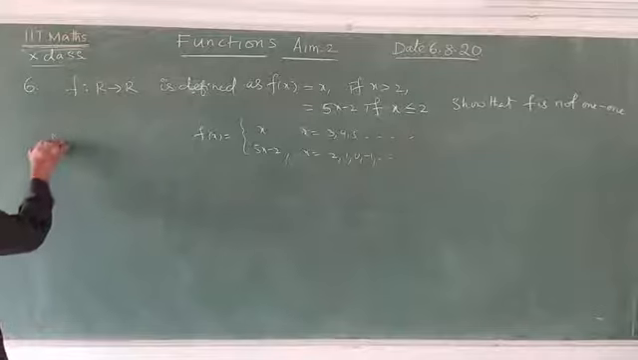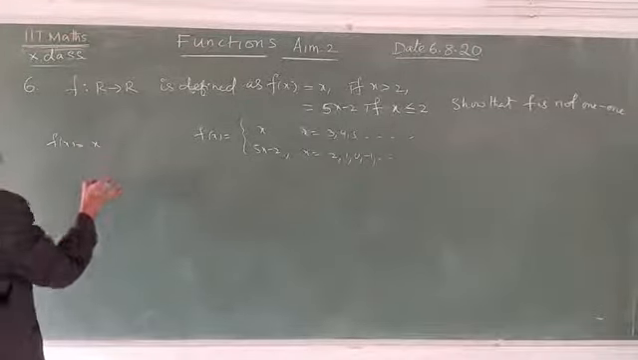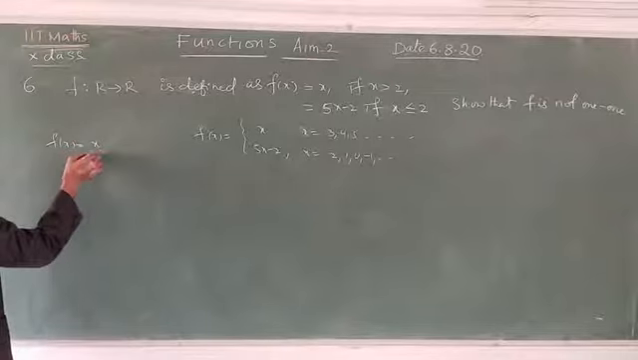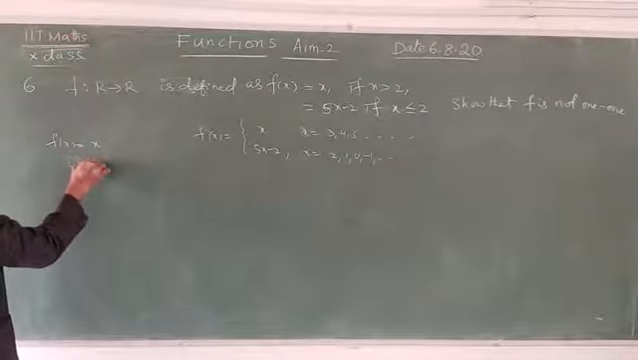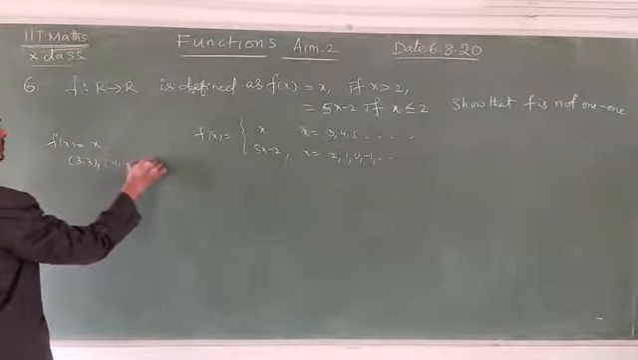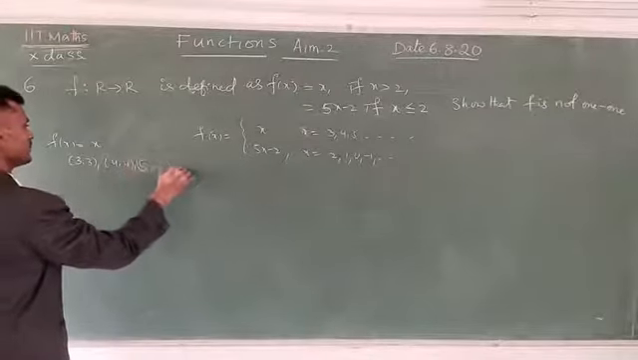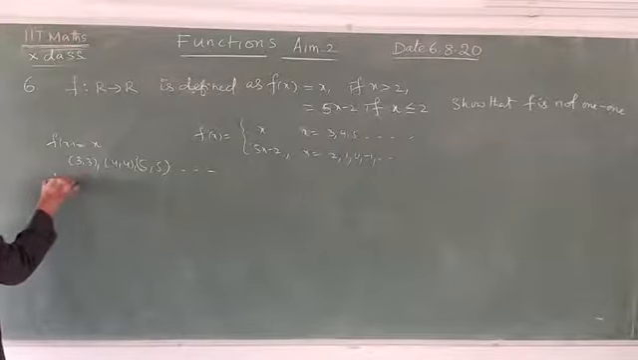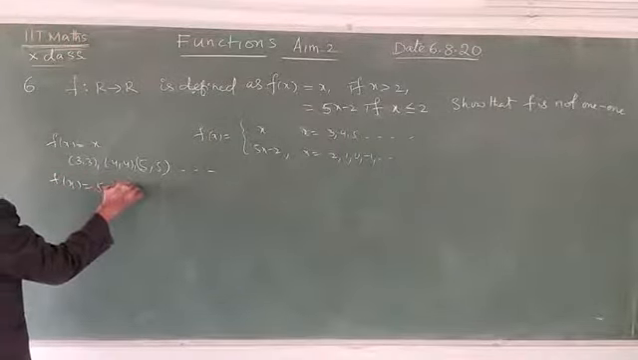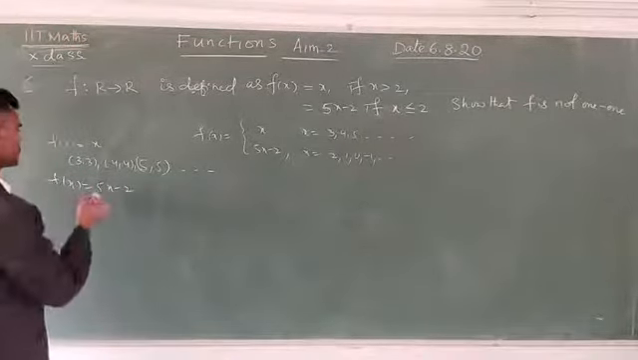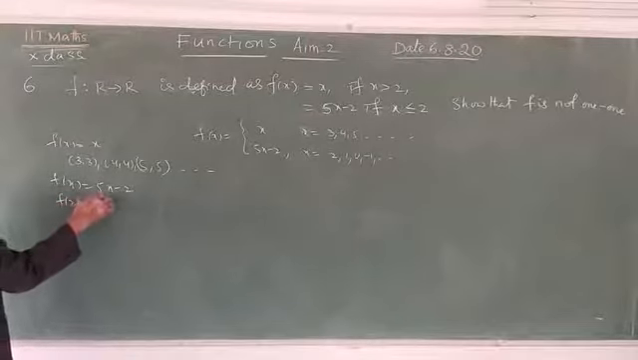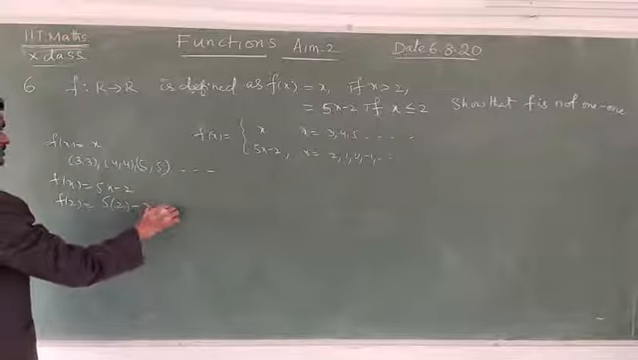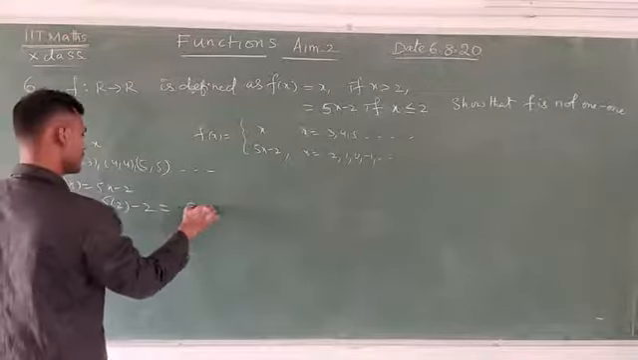First one, f of x is equal to x. f of x is equal to x means you can take from 3. 3 means 3, 4 means 4, 5 means 5. Here same elements. Now the second one is 5x minus 2. You can take f of 2, which is 5 into 2 minus 2. 5 twos are 10, 10 minus 2 is 8.